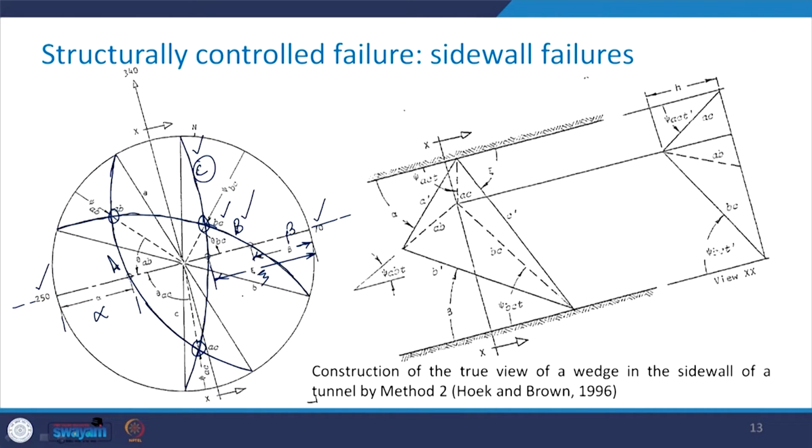And the construction of the true view of a wedge in the side wall using this method too has been shown here, where you can take a look that this angle is alpha with the tunnel side, this angle here is beta and this angle is zeta. How to determine these? You can take a look here in the stereographic projection and can obtain that.